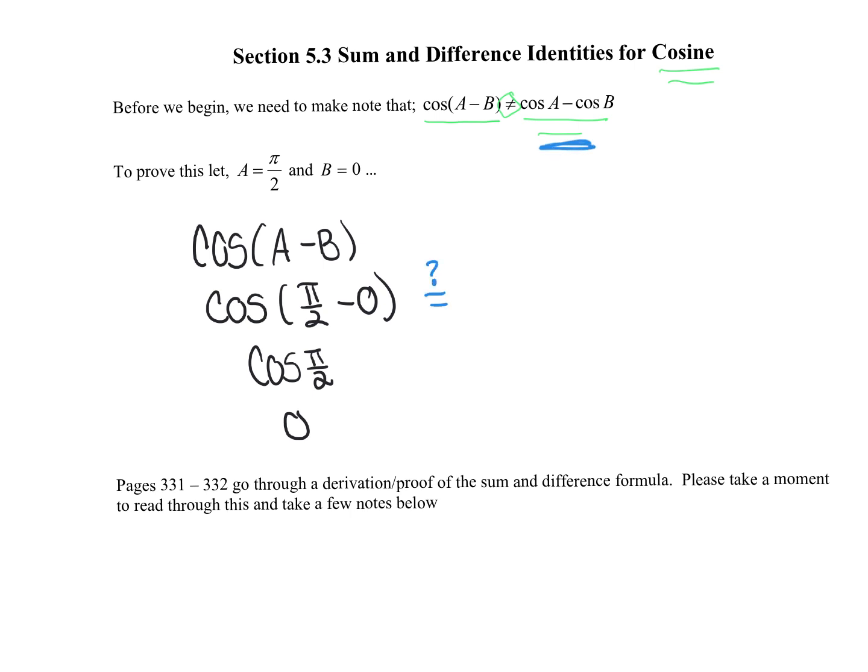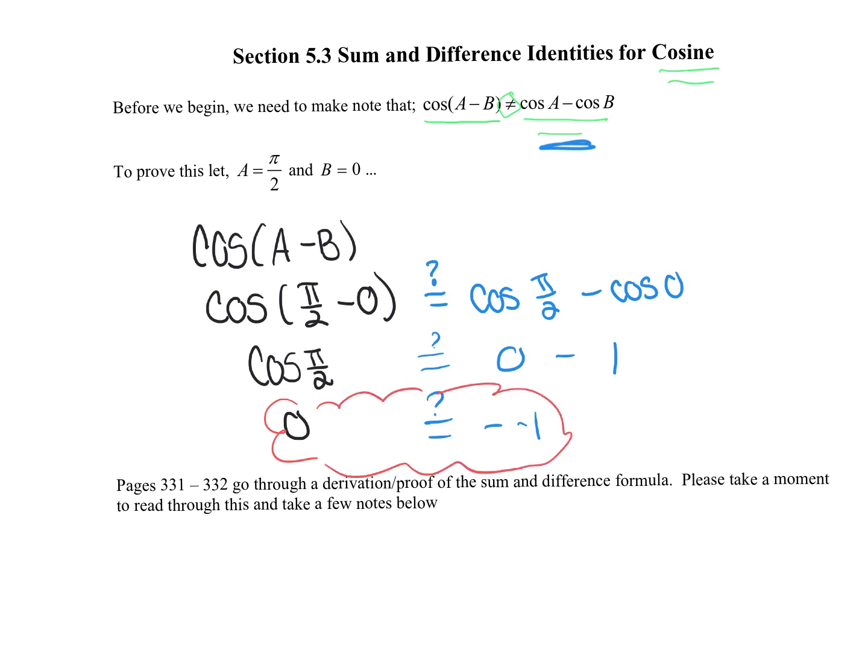does it really equal that? Well, let's find out. Cosine of pi over 2 minus cosine of 0. So I've done exactly what the formula said not to do, just to prove to you this is not equal. Cosine of pi over 2 is 0, minus cosine of 0 is 1, equals -1. So you can see right here that those clearly are not equal things, so you cannot break it apart. So let's look at what we can do instead.